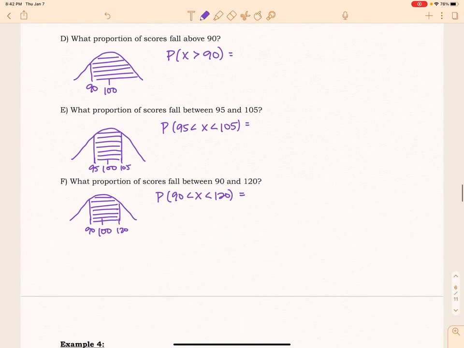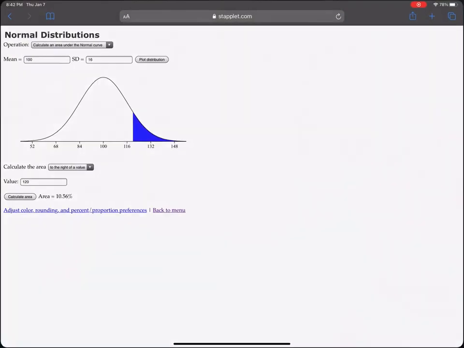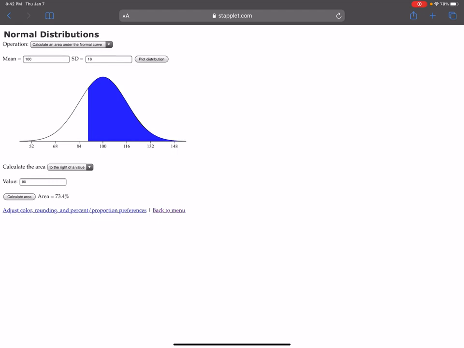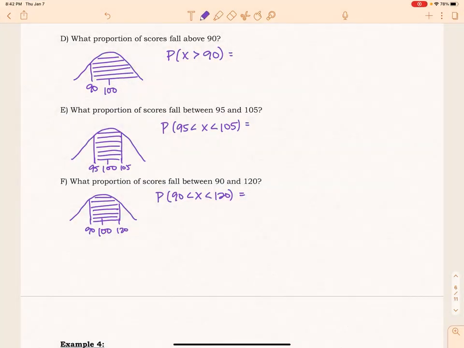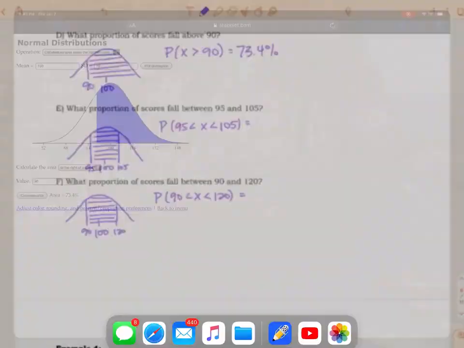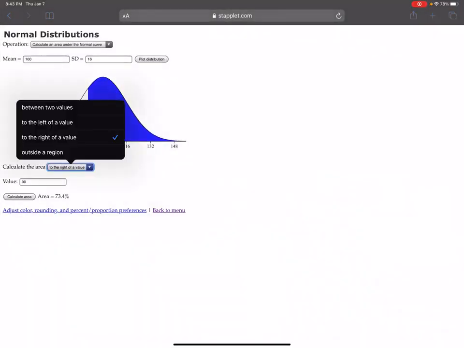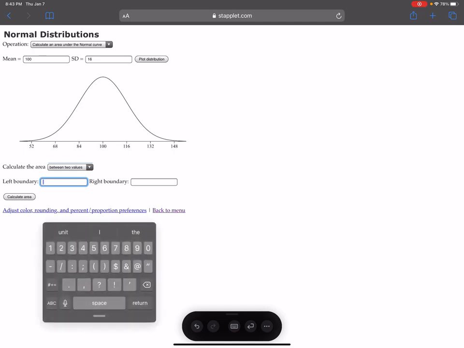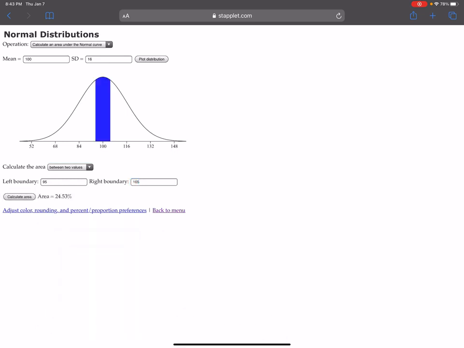So for part D, what is the proportion of scores that fall above 90? I'm going to go to Stapplet again. Still to the right of a value, calculate the area, 73.4%. And then part E, what proportion of scores fall between 95 and 105? I've got my picture here, I've got my shading, I've got my inequality. Going to go to Stapplet to find my answer. This time in my drop-down menu, I'm going to choose between two values. It does give me the option to do that, so that's kind of nice. And I get 24.53%.